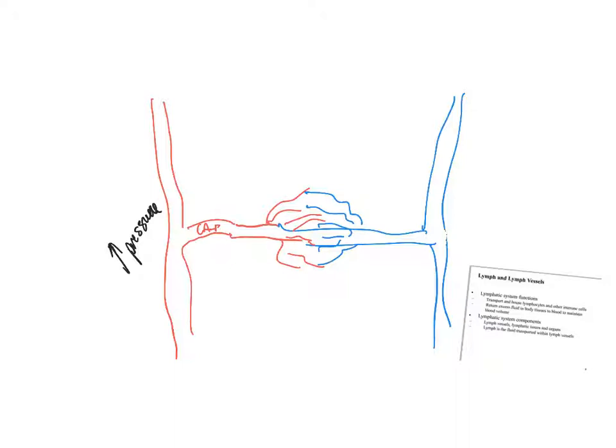And what that pressure does, we talked about hydrostatic pressure, we talked about colloidal pressure, which is going to force what? What happens across the capillary bed? What's forced out, what's pulled back? Water's forced out, okay? Water, fluid, is forced out on the arterial side, and some of it is pulled back on the venous side.